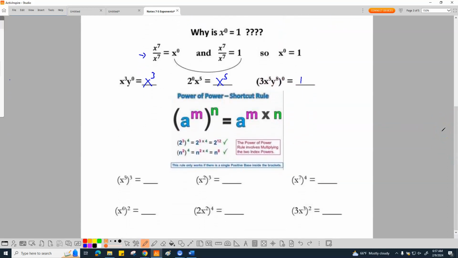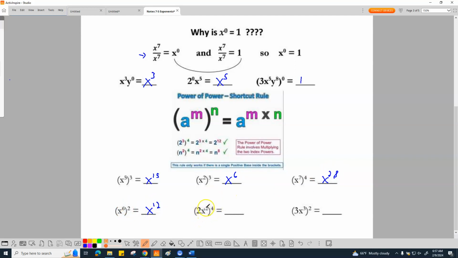Now I'm going to go ahead and solve these problems. This is x to the 5th raised to the power of 3. So the rule for that is you multiply those. So we have x to the 15. Now I have x squared raised to the power of 3. You multiply those and you have x to the 6th. X to the 7th raised to the power of 4. You multiply those, you get x to the 28th. X to the 6th raised to the power of 2. You multiply those and you now have x to the 12th.